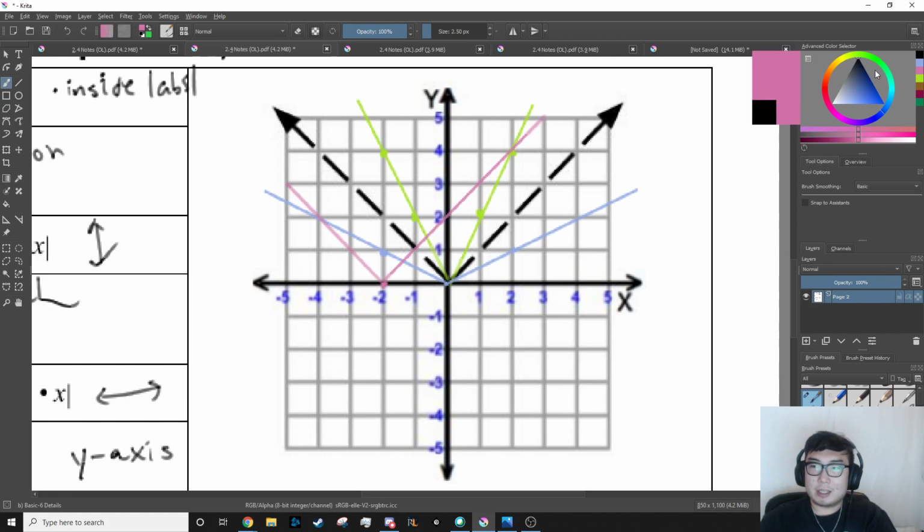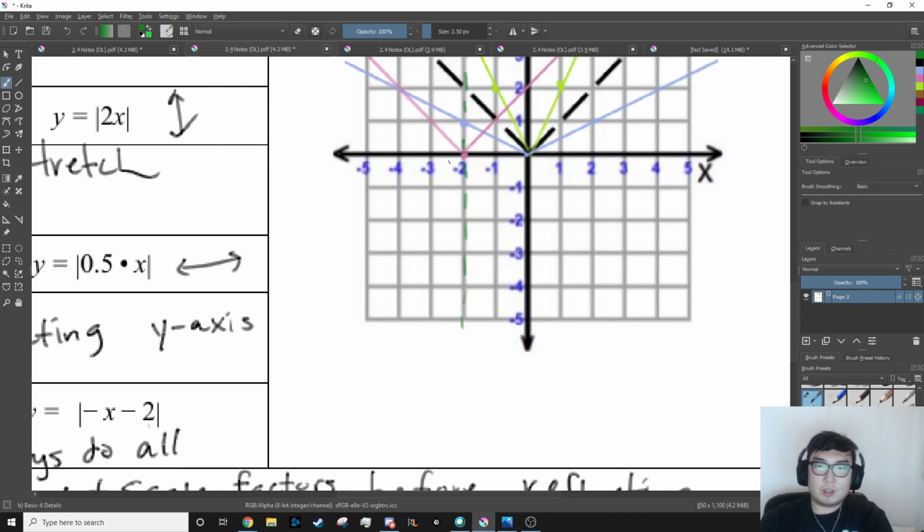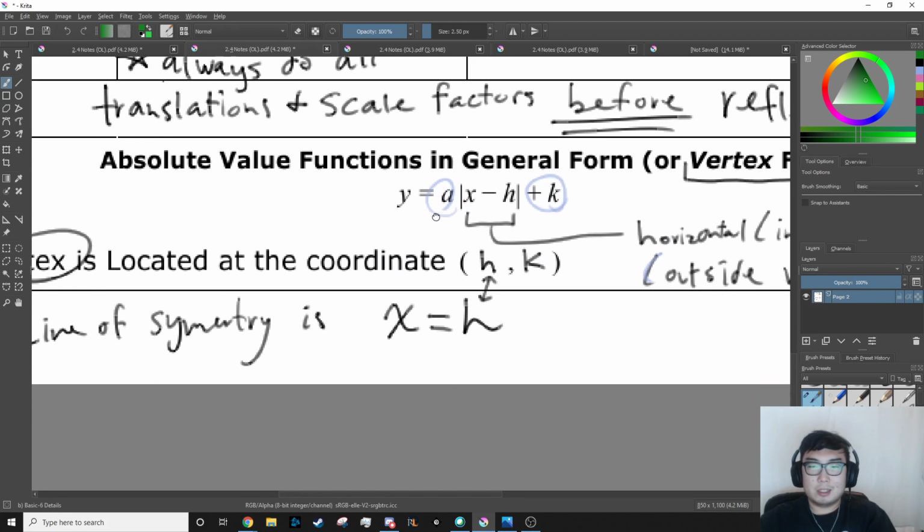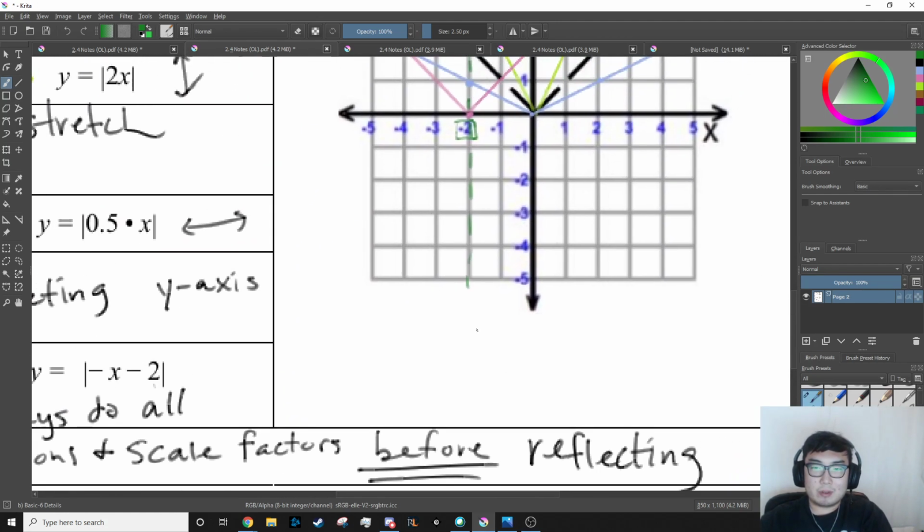my crease would have to be not there. My crease would have to be like here for my pink graph, right? Doesn't that include my vertex right here? Yes, it does. So you see how this x value right here is -2? So for my pink graph, I'm going to write LOS. Line of symmetry is x equals -2.